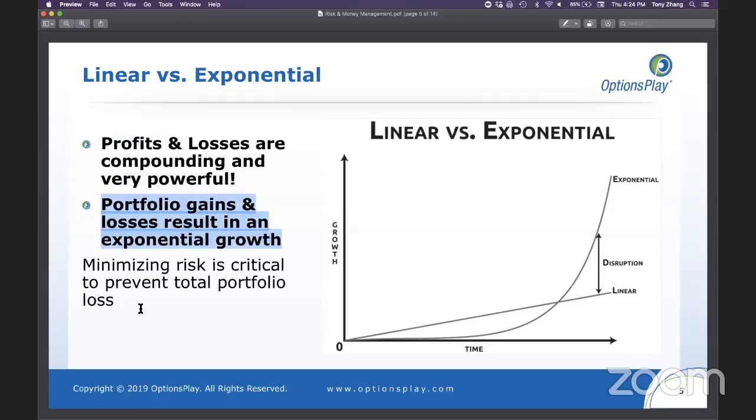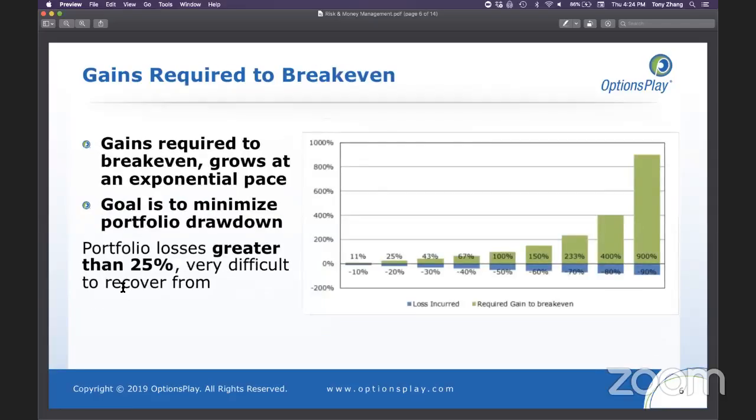So the goal of everything that we're going to discuss here today is about minimizing risk, because that's critical to prevent total portfolio loss. And that's what we're all here to prevent, that total portfolio loss. That means that you no longer have enough dry powder to continue trading. So what I'm going to do now is go through a series of charts, and they're effectively going to show you exponential functions and why it's so essential in working our way backwards to that golden rule.